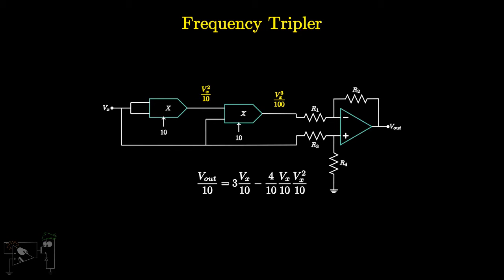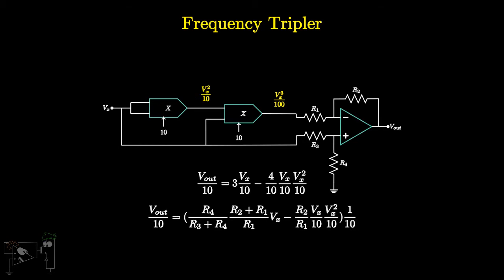Hence, we're feeding Vx cubed by 100 and Vx to a subtractor. Using the formula for the subtractor, we get Vout by 10 is equal to R4 by R3 plus R4, into R2 plus R1 by R1, into Vx, minus R2 by R1 into Vx cubed by 100, into 1 by 10. Comparing these two equations, we get R2 by R1 equals 4 and R3 by R4 equals 2 by 3. So, if we choose R2 by R1 as 4 and R3 by R4 as 2 by 3, we'll get the desired output.